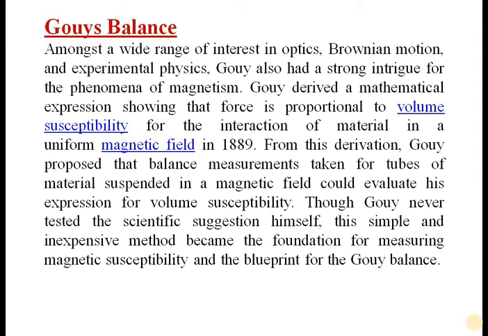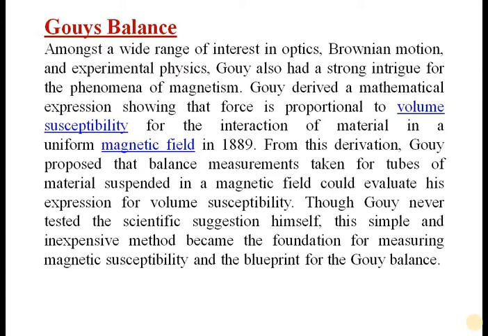Now we discuss Gauss method. This is the ancient and common method to determine the magnetic susceptibility. Amongst a wide range of interests in optics, Brownian motion and experimental physics, Gauss also had a strong intrigue for the phenomena of magnetism.